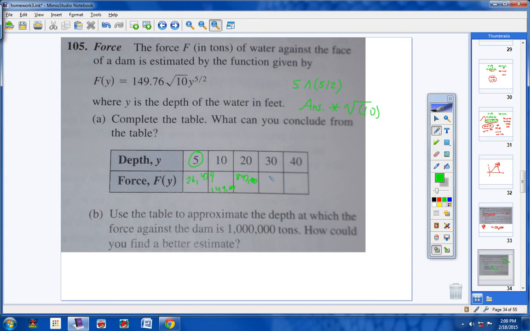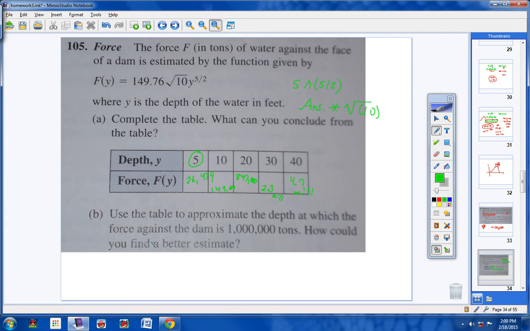30 is going to give you an output of about 2,300,000. So I'm going to put 2.3 million. And then 40 is going to give you approximately 4,700,000. So 4.7 million, okay? Close enough. There. So I filled in the table of values really easy.